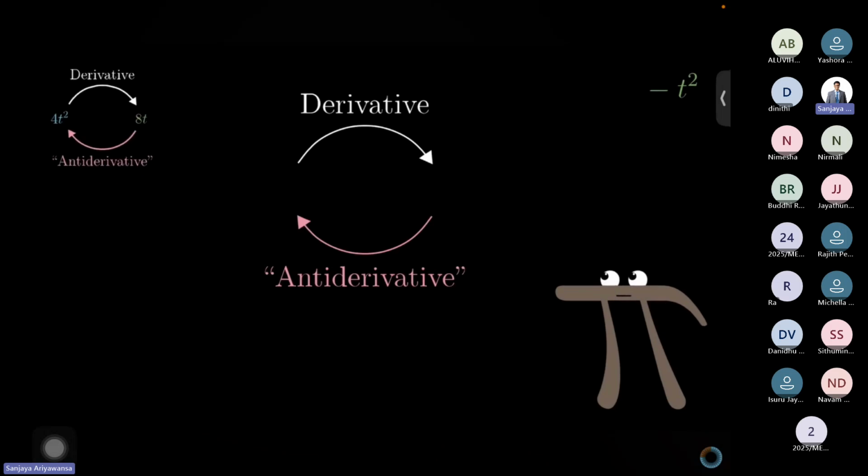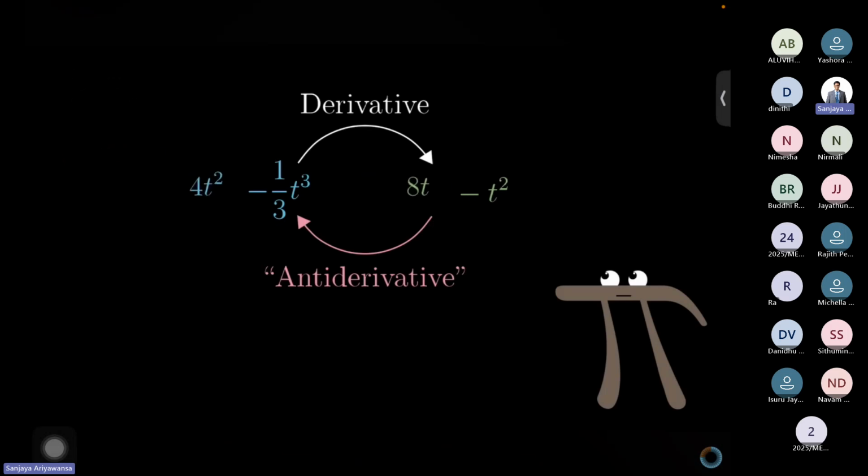And for that second part, what kind of function do you think might have negative t squared as a derivative? Well, using the power rule again, we know that the derivative of a cubic term, t cubed, gives us a square term, 3t squared. So if we just scale that down by a third, the derivative of 1/3 t cubed is exactly t squared. And then making that negative, you'd see that negative 1/3 t cubed has a derivative of negative t squared. Therefore, the antiderivative of our function, 8t minus t squared, is 4t squared minus 1/3 t cubed.